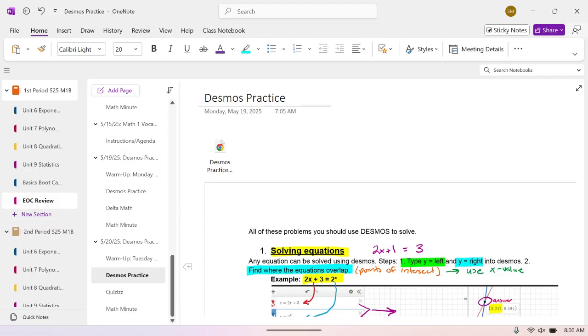So what are you looking for once you plug in both sides of the equation into Desmos?